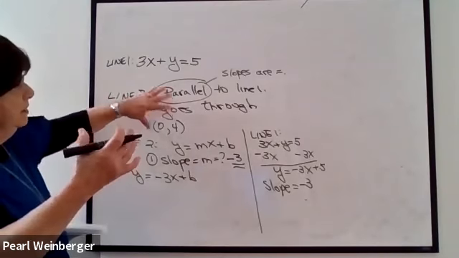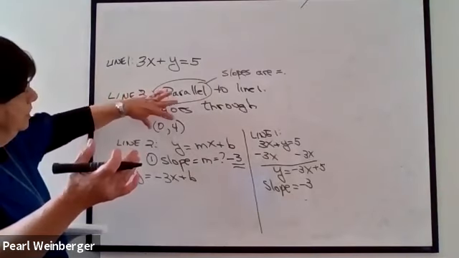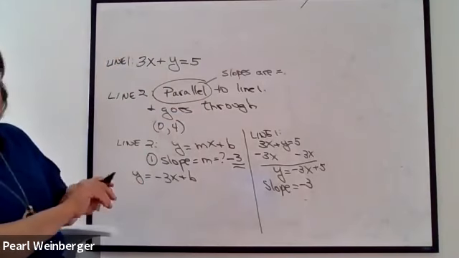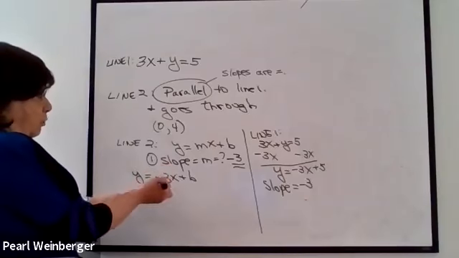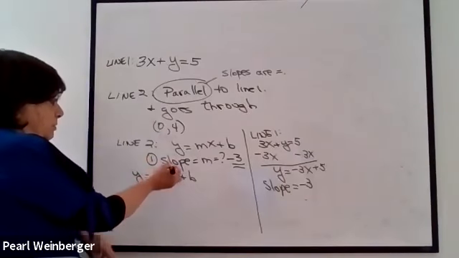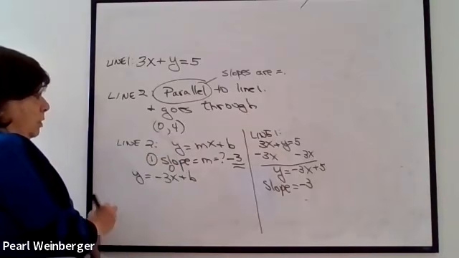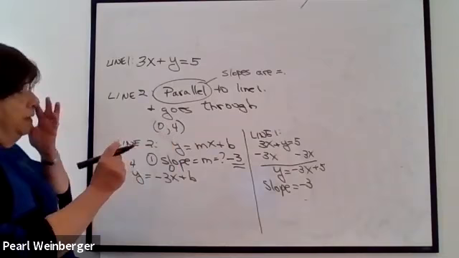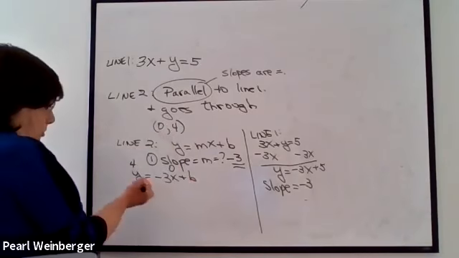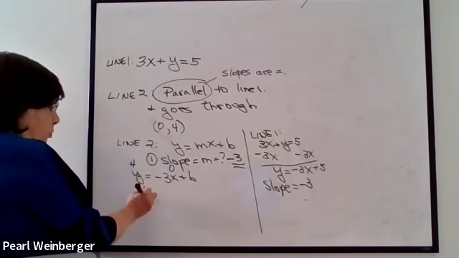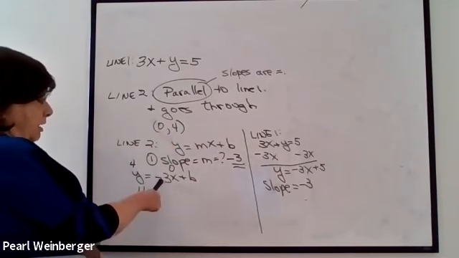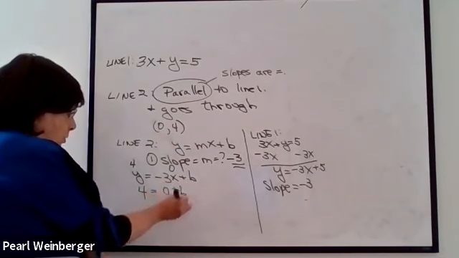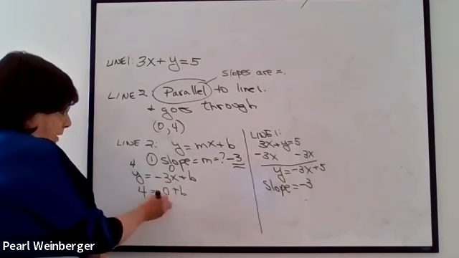Any point. Now, in this case, I don't have much choice because the only point they gave me was 0, 4. I know that the 0, 4 has to fit into the equation. That means wherever there's an x, I'm going to put a 0. Wherever there's going to be a y, I'm going to put a 4. Now, this is going to be much easier because I don't have fractions. It gives me 4 equals, well, negative 3 times 0 is just 0 plus b. And that just means that the b is 4.